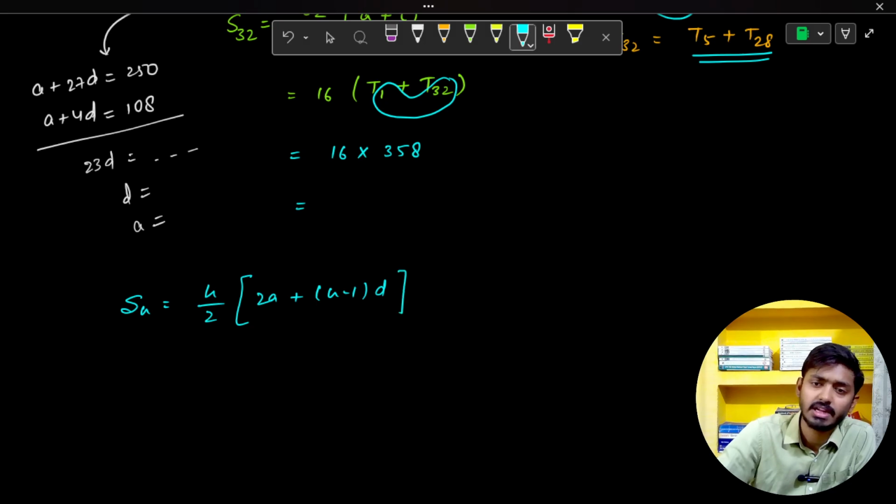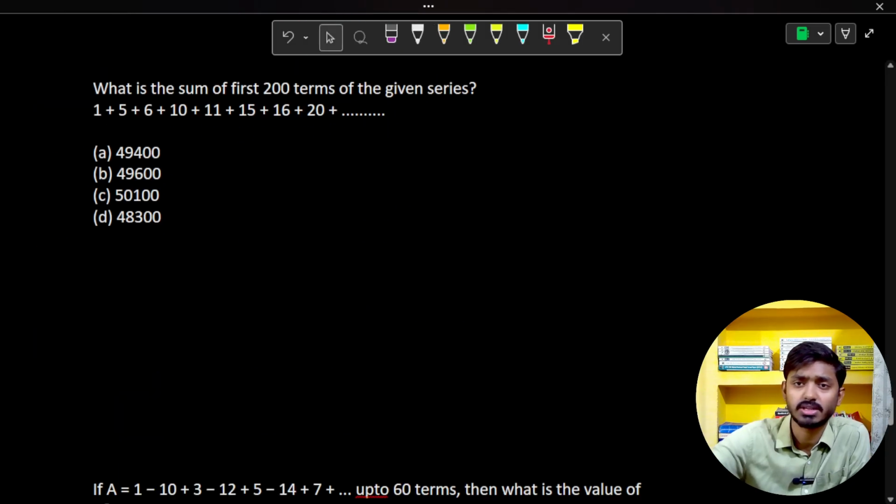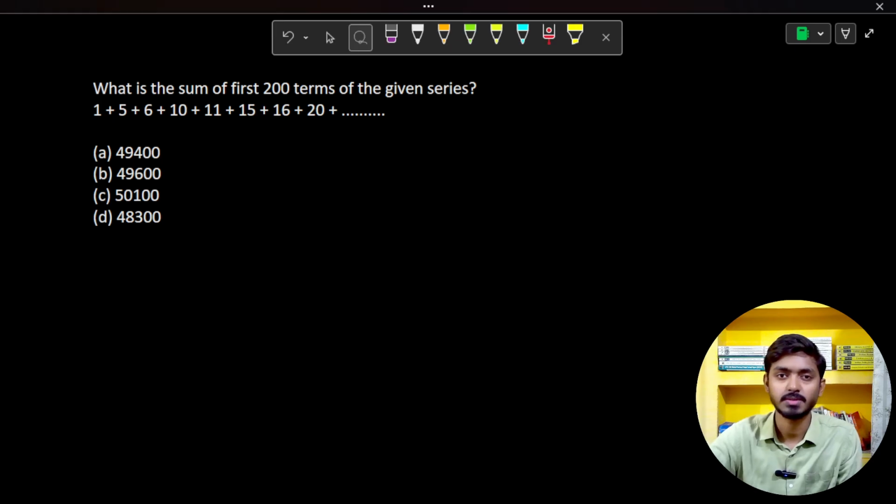That will be a lengthy method, no doubt, but again, if you're using the basic method, you will have to cope with this. The value for n anyway has been given, 32, right? This was the solution for this question. Next question. Again, a simple question.